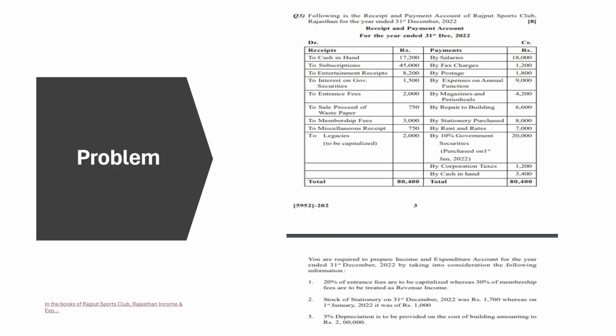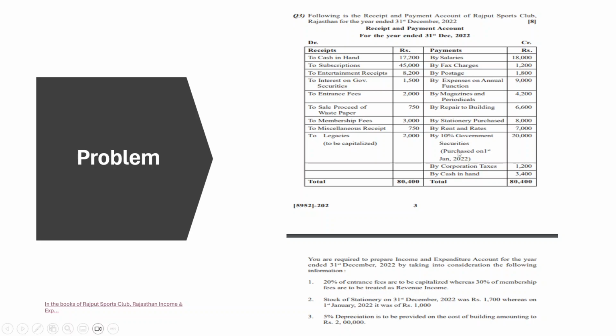But next to this 10% government securities, in brackets, one very interesting piece of information is given: the date of the purchase of these government securities. What is the date of the purchase? 1st of January 2022. So the effect of this purchase will show when we record the amounts on the income side of the income and expenditure account. There one amount is given, interest on government securities, on the receipt side. This we are going to transfer to the income side of our income and expenditure account.